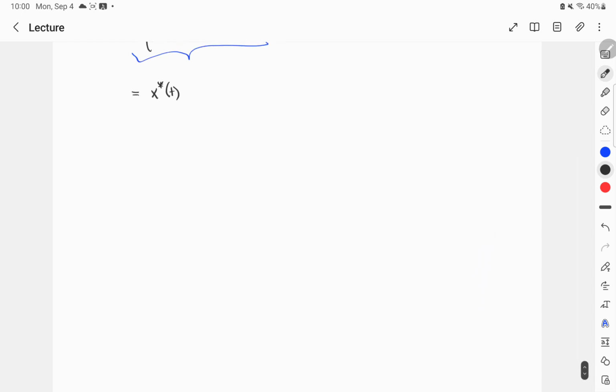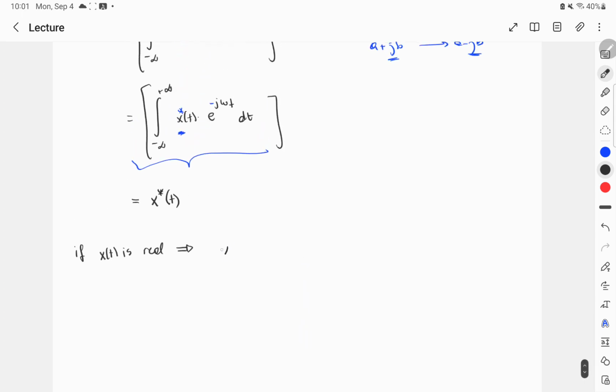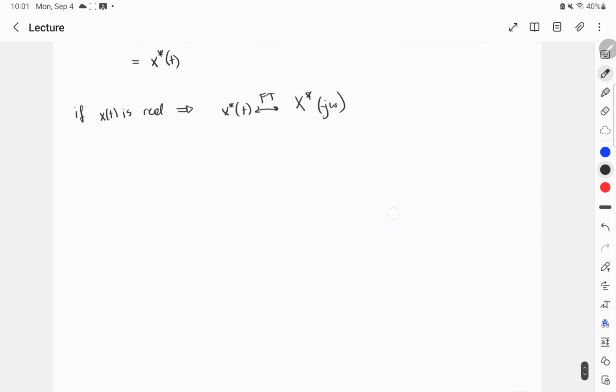As a result, we can make a quick summary, and we can say if x of t is real, the Fourier transform of x star of t is equal to this expression. That's it. And now let's move on to the next property, which is the differentiation and integration property.